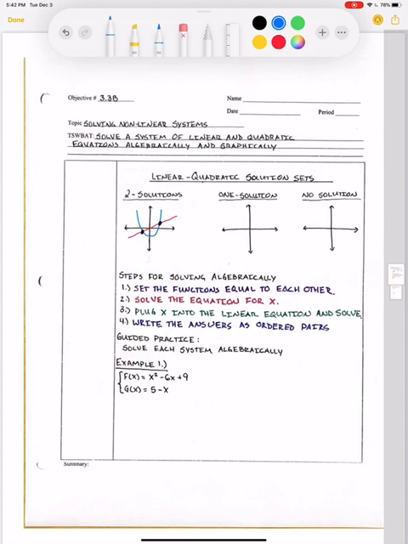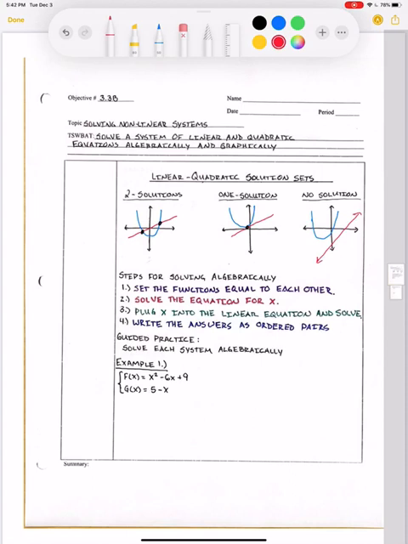You can have a line that crosses a parabola in only one point, and that would give you only one solution. And something that would have no solutions would be when the parabola and the line do not cross at all. So there would be no solution there because they do not touch.